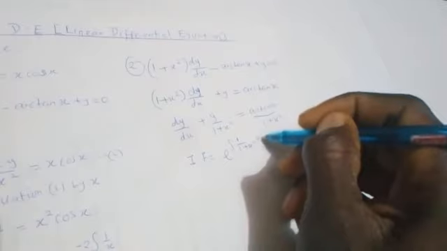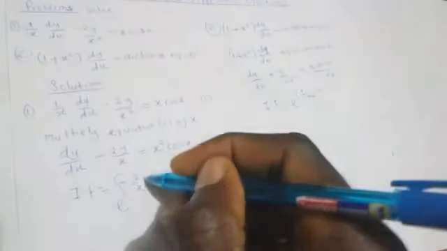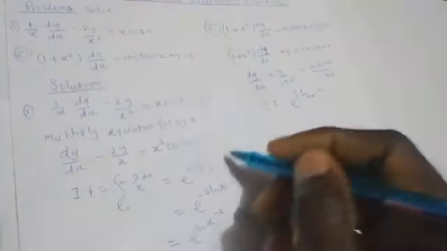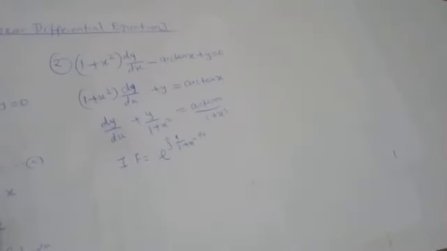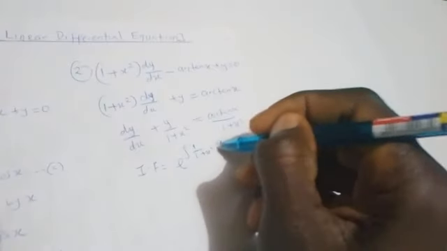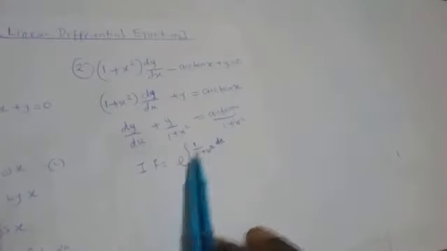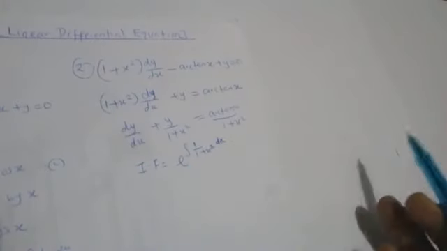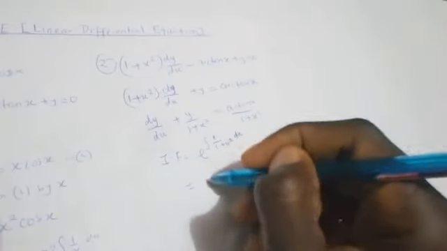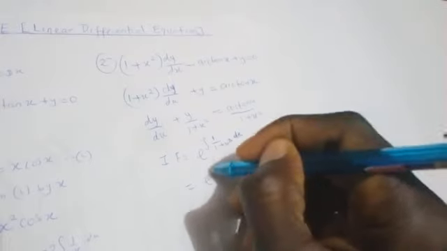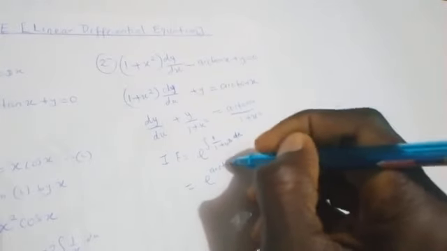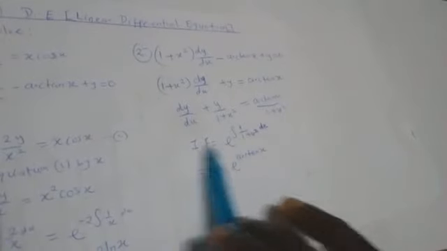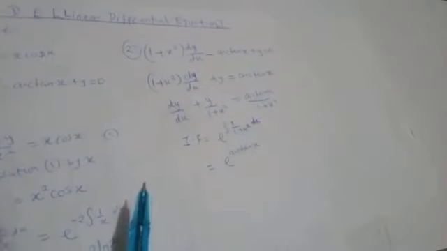I know this is dx. You integrate with respect to x, likewise what we did here. So, very good. Do you remember that if you integrate 1 over 1 plus x squared, that will give you what? Arc tan x. Very good. So it means that what we have here is exponential arc tan x. So we will use this to multiply the whole of this equation.